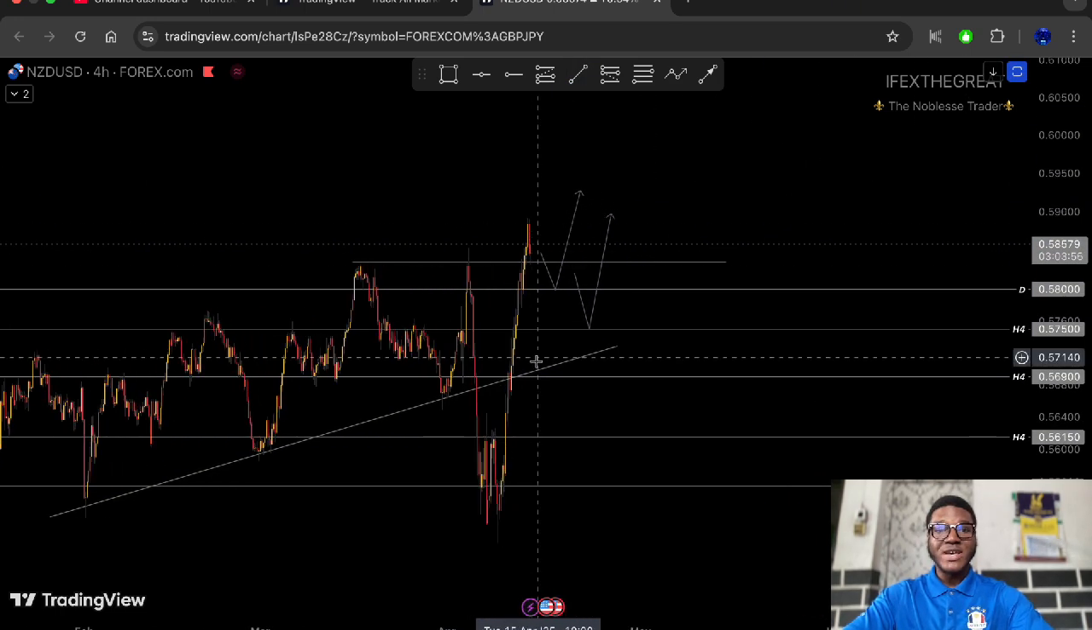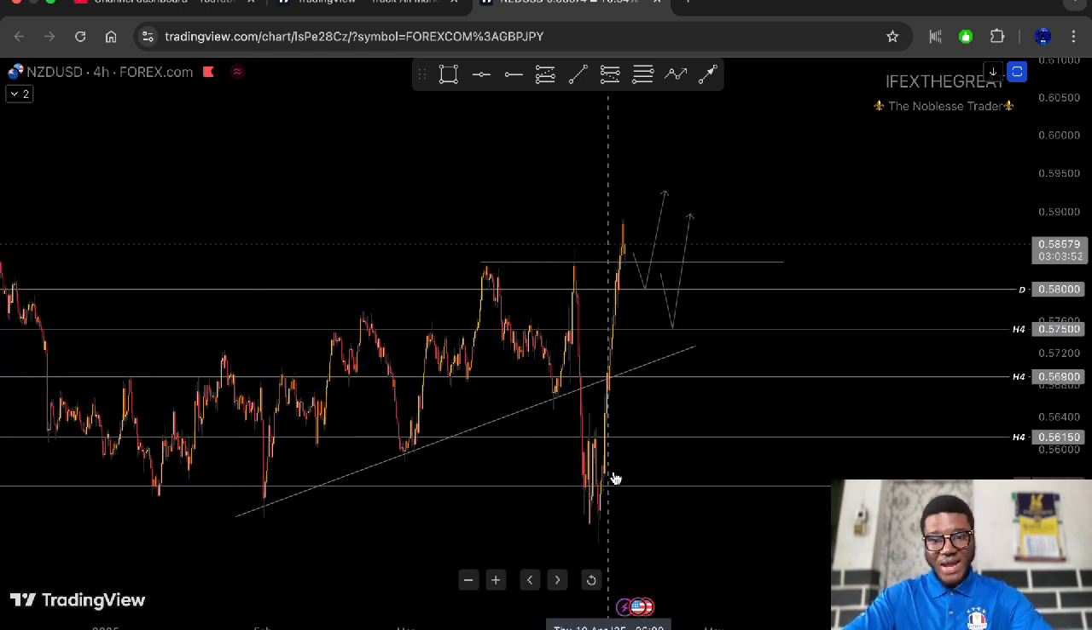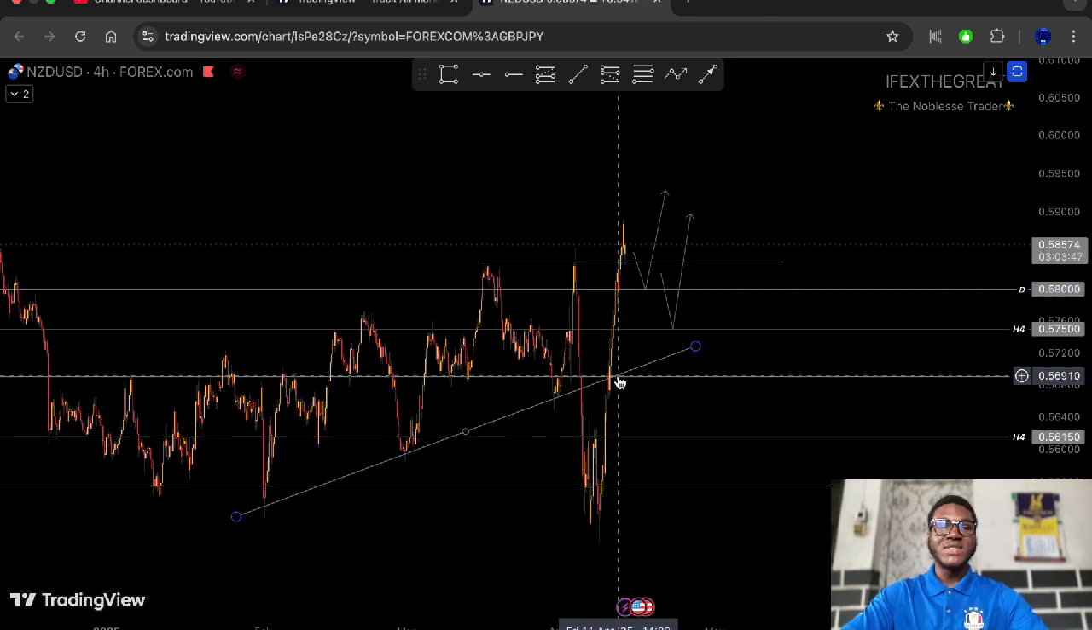So once price has broken above this high, we know that previously it was in a downtrend and that has given us a change of character. So now we're in an uptrend. We're currently looking to buy on this NZDUSD.